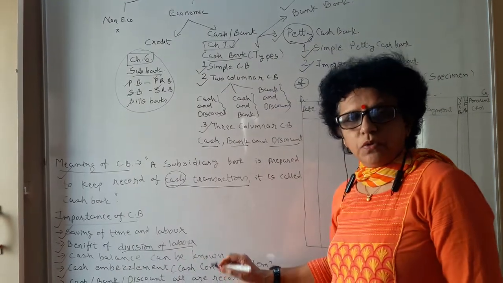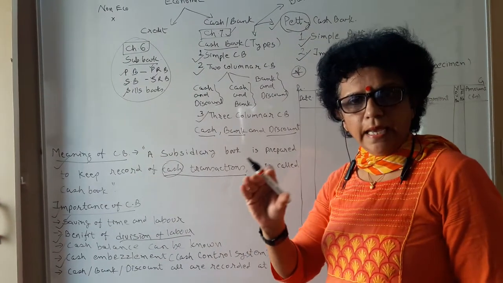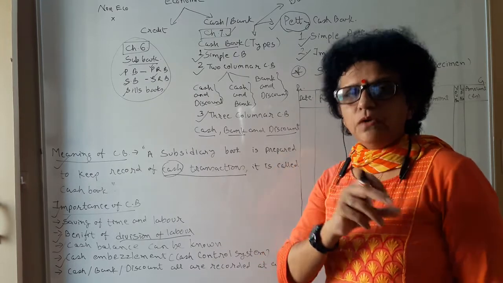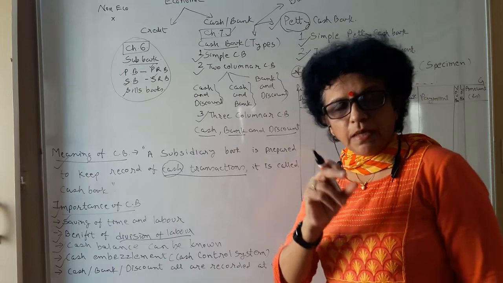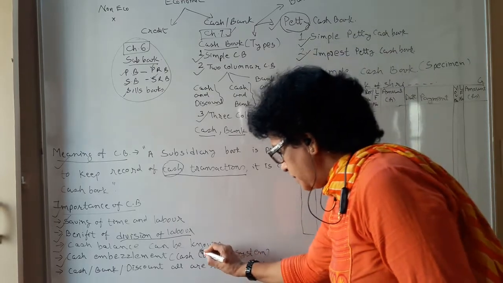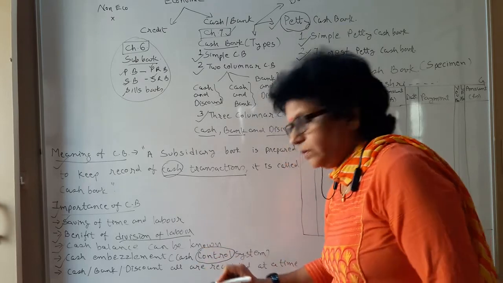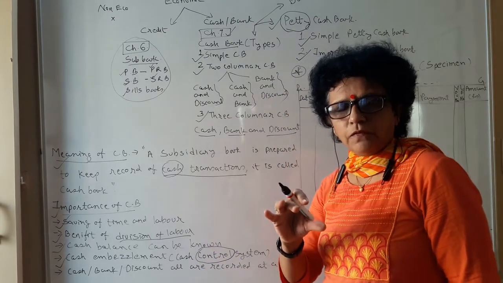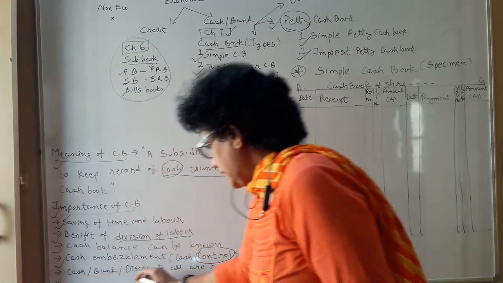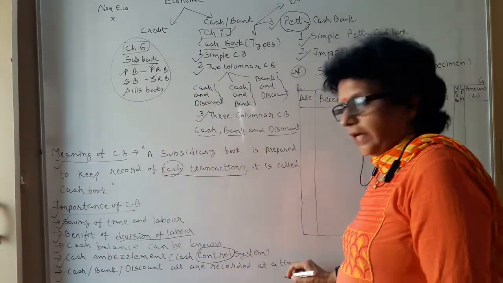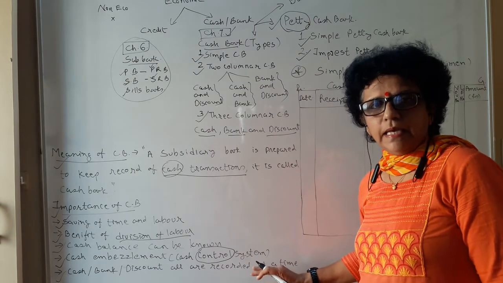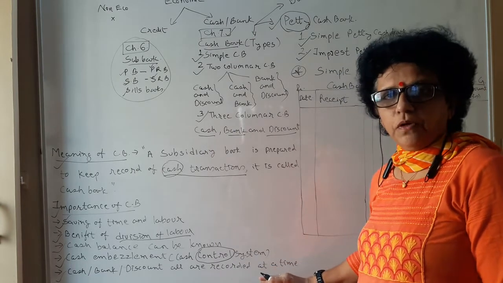So the cash book helps you to know the actual cash balance, and you can trace out any manipulation or misuse of cash, and control can be maintained. You are able to make a control system of your cash book. The next is cash, bank and discount: you record all of them at a time, so all the transactions are recorded and it becomes easy for you.